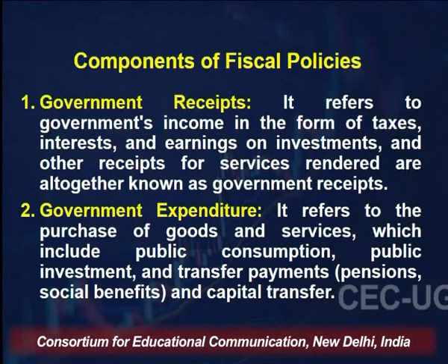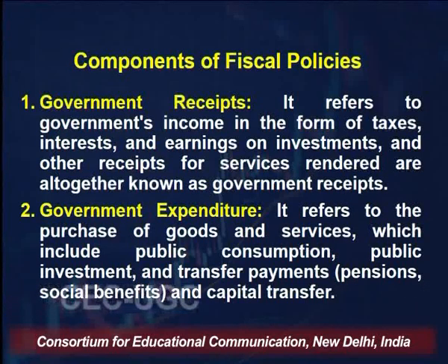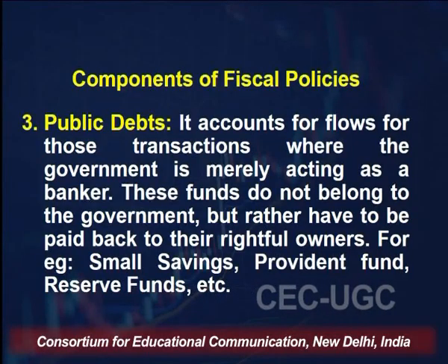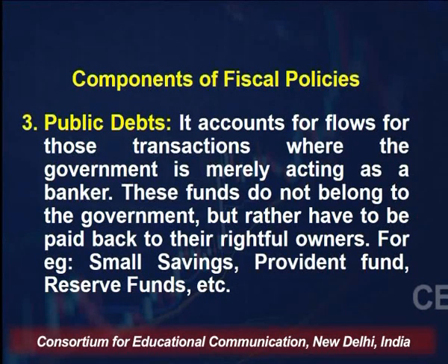Then government expenditure. It refers to the purchase of goods and services which include public consumption, public investment, transfer payments like pensions or social benefits, and capital transfers. Then there is another component known as public debt. It accounts for flows for those transactions where the government is merely acting as a banker. And these funds do not belong to the government, but rather have to be paid back to their rightful owners. For example, small savings, provident fund, reserve fund, etc.